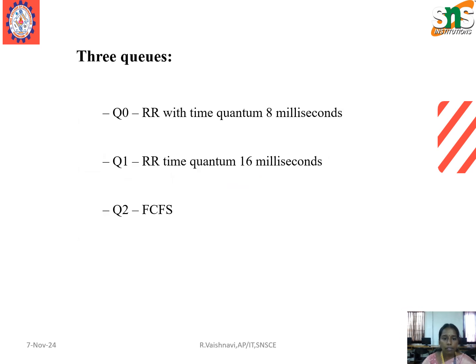Here we define 3 queues, that is q0, q1 and q2. Here q0 is round robin with time quantum 8 milliseconds, then round robin with time quantum 16 milliseconds is q1, and the last one, q2, is FCFS, that is first come first serve.